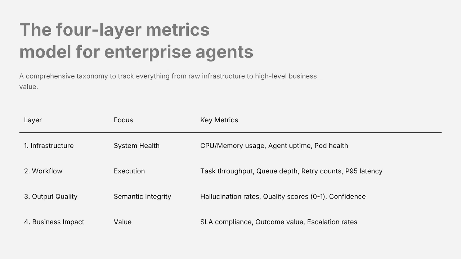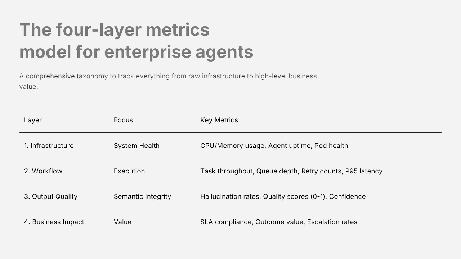So personalization of the agents. How do you measure that they are doing the work they are supposed to do? So here you collect metrics like hallucination rates, quality score, and confidence. And then we have the last layer, which is business impact. So here, what you are after is value.